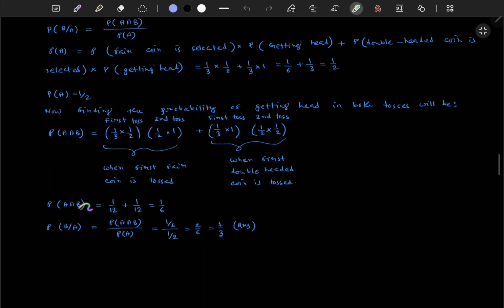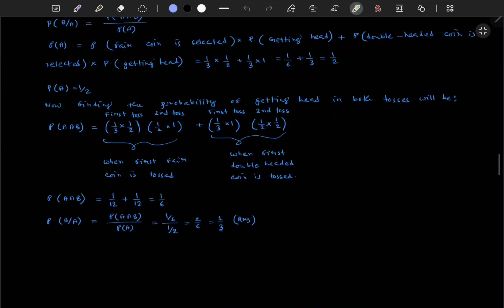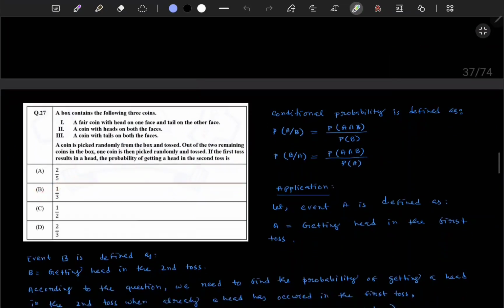Okay, so probability of A intersection B equals 1/12 plus 1/12, which equals 1/6. If we add and calculate this, we will get 1/6. Now probability of B given A equals probability of A intersection B divided by probability of A. So it will be (1/6)/(1/2). A we already got, then this one also we calculated. So this is the answer. This actually we need to find out. So this is matching with option B.